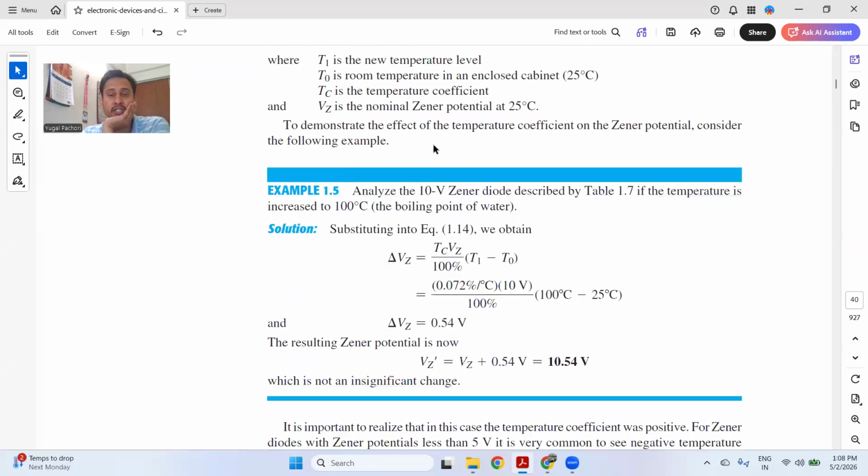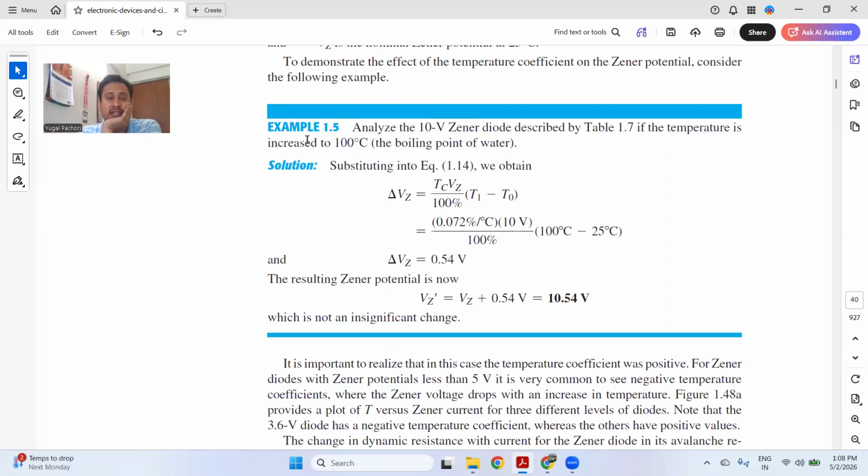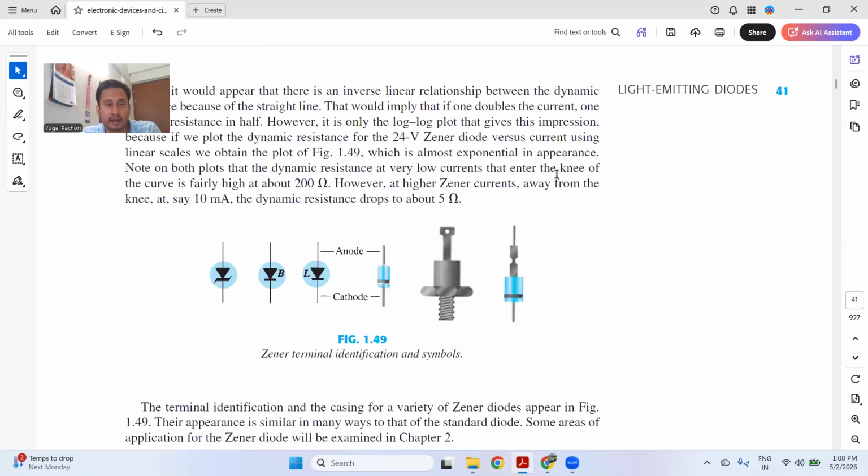Now, continue the discussion. You can solve this particular numerical, example 1.5. This is for practice. You can see it, see the result, and analyze it.